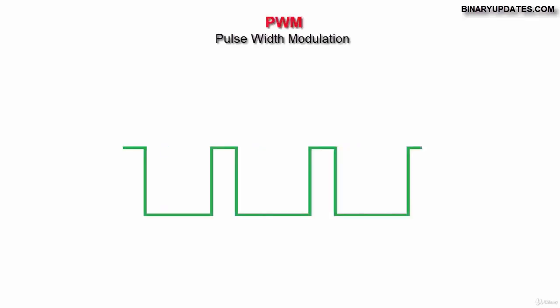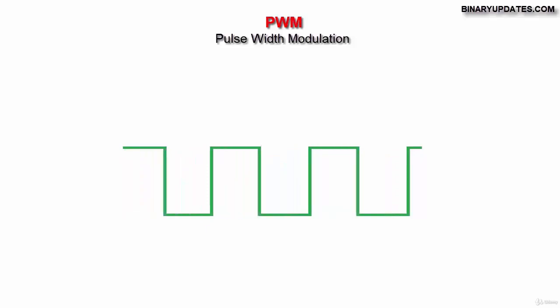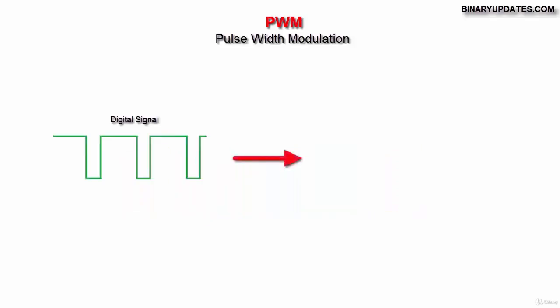PWM is a cool technique in which we can generate analog results, meaning an analog voltage, from a digital input, right? So we give a digital input and we generate an analog voltage on a particular pin on Arduino. Arduino allows us to implement PWM in several different ways. The question is where it can be used.